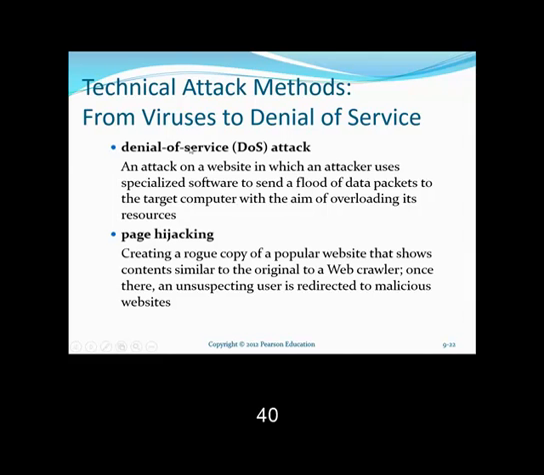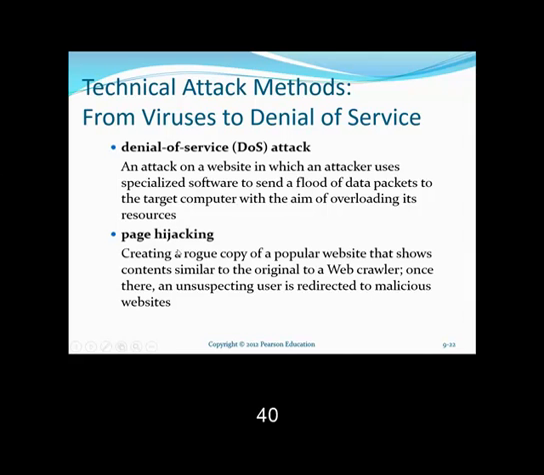Denial of service attack, an attack on a website in which an attacker uses specialized software to send a flood of data packets to the target computer with the aim of overloading its resources. So the server will go down, for example. Okay, denial of service attack.